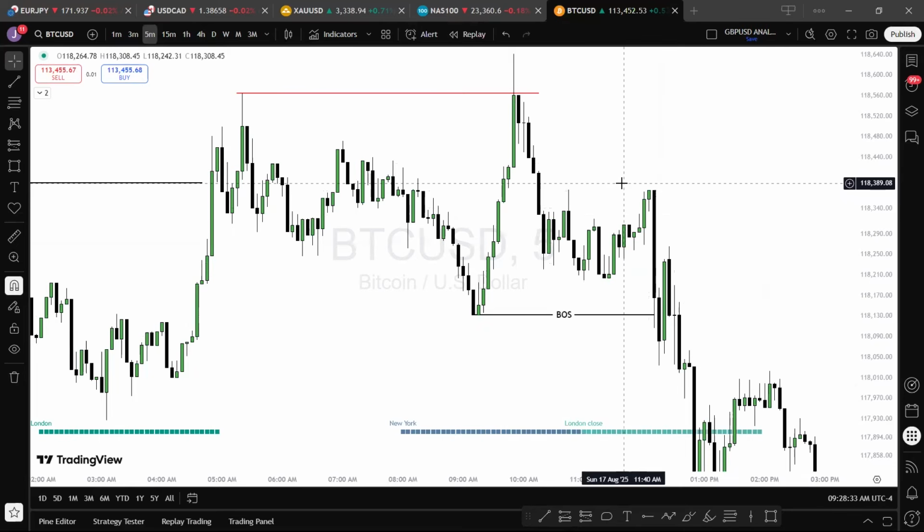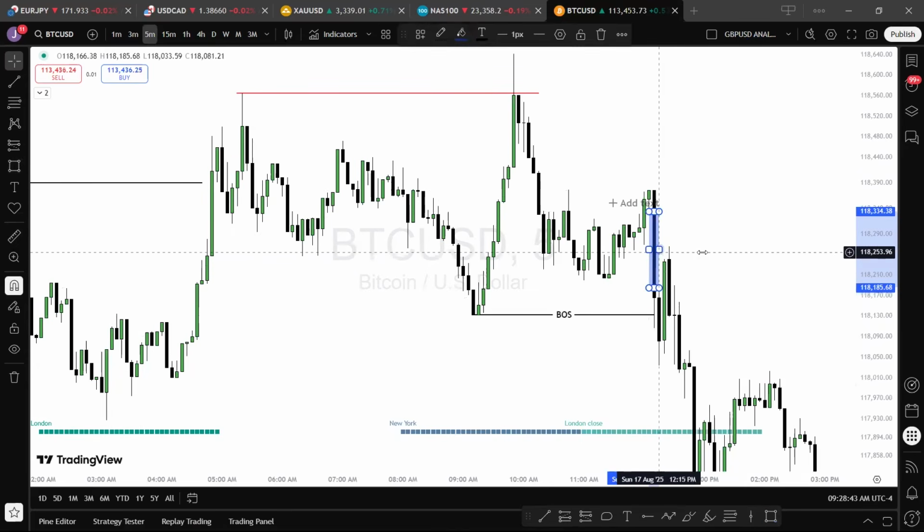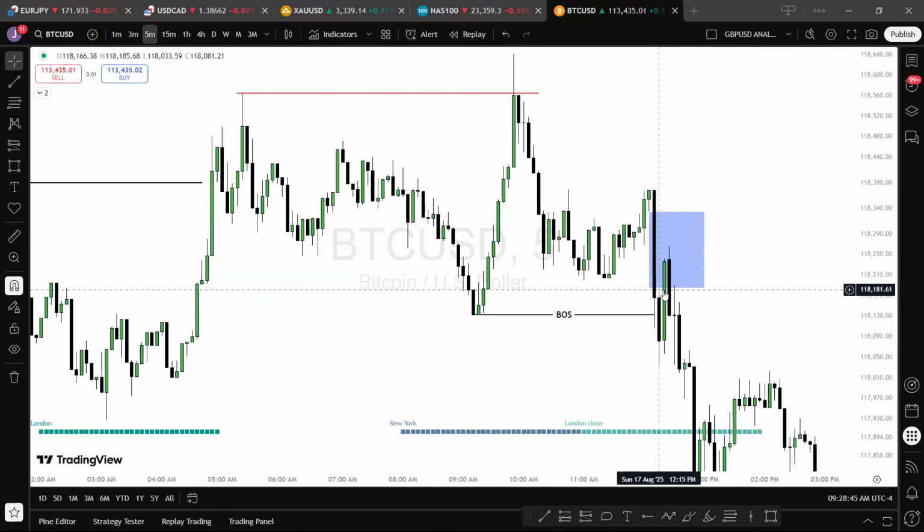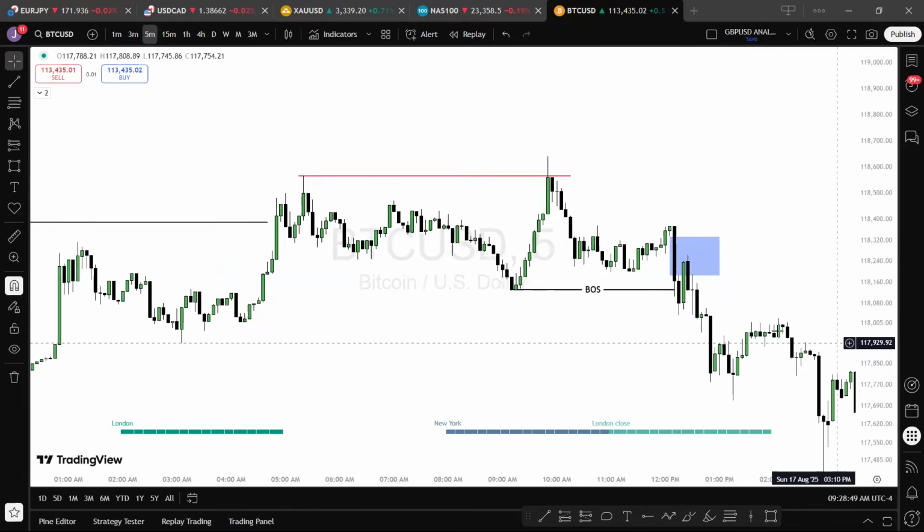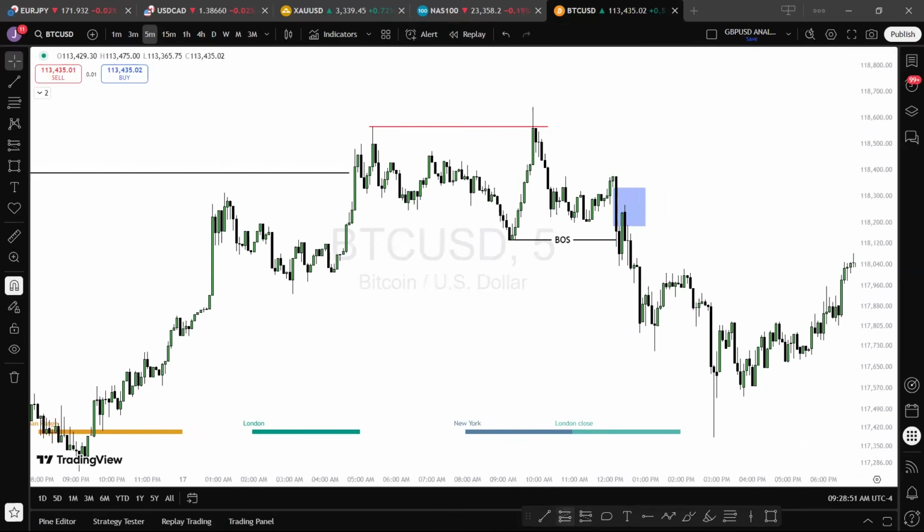But for us to use this as an entry model, we want to see price displacement evident by a fair value gap. So you can see here, there's a fair value gap. I'll just outline. So you want to use the low of this fair value gap, since it's a sell trade. If it's a buy, you want to use the high, just so that you don't miss trades.